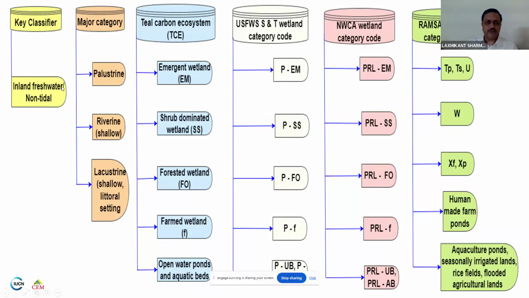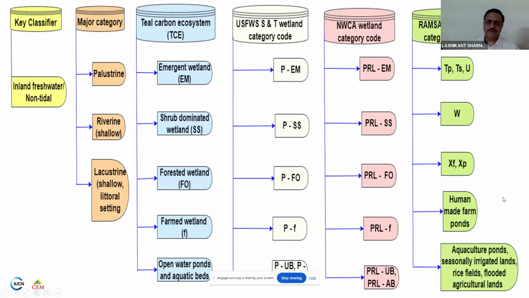Likewise, you see the inland freshwater or non-tidal wetlands come under teal carbon. So we have categorized the major categories: palustrine, riverine, and lacustrine, as well as the teal carbon ecosystems, as emergent wetland ecosystem, scrub-shrub wetland ecosystem, forested wetland ecosystem, farmed wetlands, open water ponds and aquatic beds, which come under the teal carbon ecosystem. As per US policy, they have categorized and coded each particular type one by one, and the NWCA wetland category code and the Ramsar wetland category code were defined.